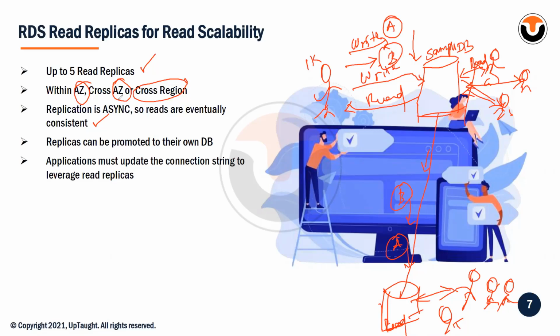Right? Also, the replica can be promoted as a full-fledged database, which means that you can also start doing reads and writes at a certain point. So who will use the read replicas? All the applications which are using it. They have to update their connection string to use these additional read replicas for the read queries to utilize that well. Okay.